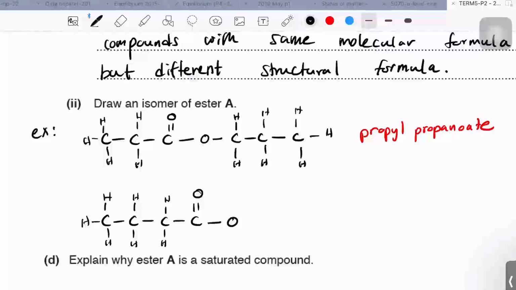When I draw the isomer of A, the number of carbon atoms should be the same. So I can put 2 carbons on the alcohol side. What's the name of this one? A name.